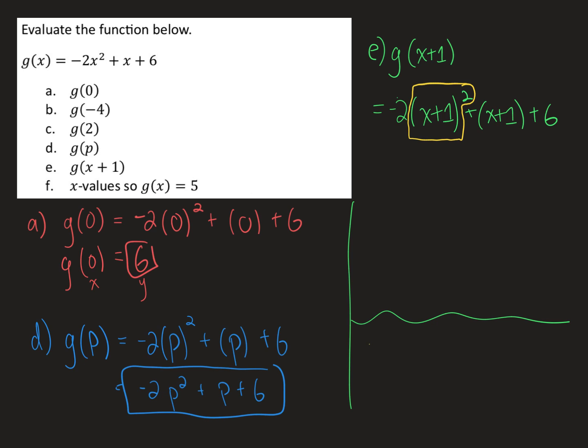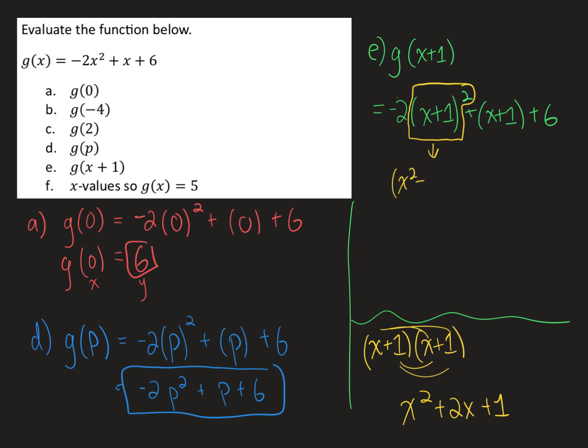Take the time, write it out, x plus 1 times another x plus 1, and distribute it all out. So you can do x times x, x times 1, 1 times x, 1 times 1, and eventually it becomes x squared plus 2x plus 1 when all is said and done and simplified. So the only piece that we figured out so far was this. It becomes x squared plus 2x plus 1. Everything else comes along for the ride. So I have equals negative 2 times that plus x plus 1 plus 6.